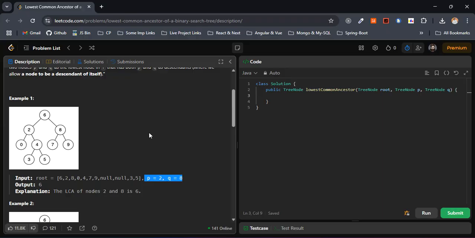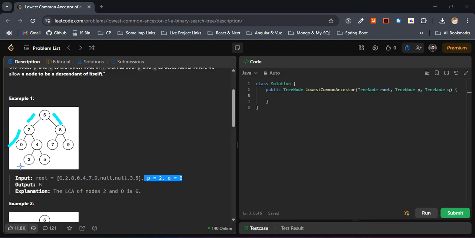In a binary search tree, the left subtree is always less than the root. You can clearly see here, 2 is less than 6, and the right subtree will always be greater than the root. See here, 8 is greater than 6. Same goes with everything here.